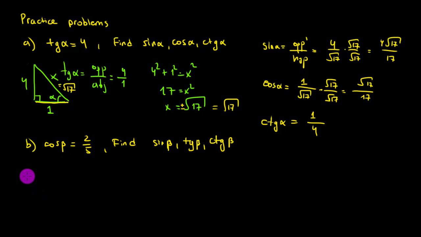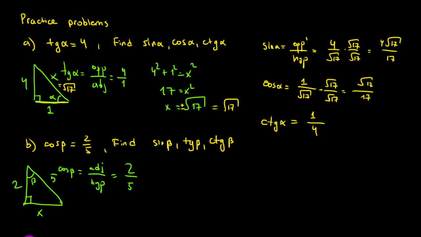Here you have beta, cosine beta is equal to 2 over 5. Let's make some right triangle. Let's put beta here. Here, this is important, how you locate it. If you put beta here, cosine beta is adjacent over hypotenuse, which is 2 over 5. So according to beta, adjacent, 2, should be here, and the 5 would be here.